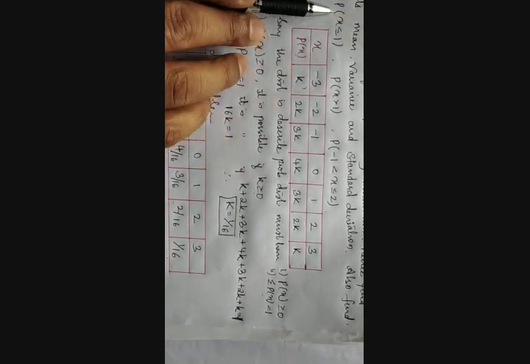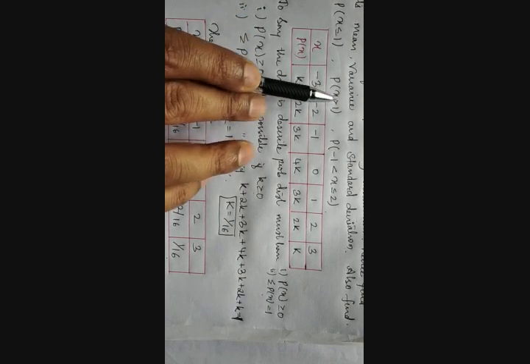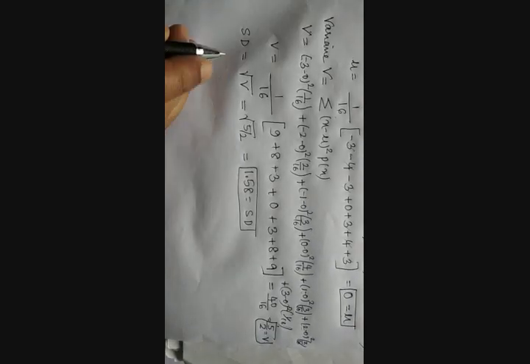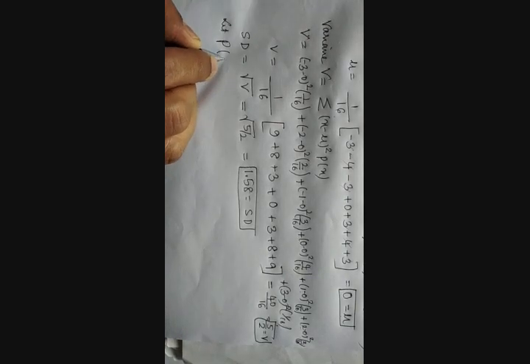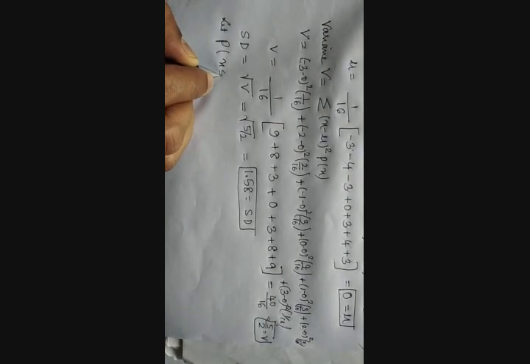Apart from this, we need to calculate a few more things. That is probability of x less than or equal to 1, probability of x more than 1, probability of x lies between minus 1 to plus 2. So let us take probability of x less than or equal to 1. What is probability of x less than or equal to 1? Let us see here.